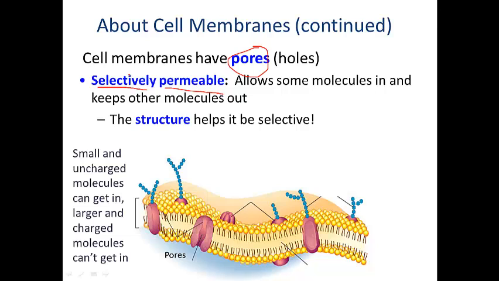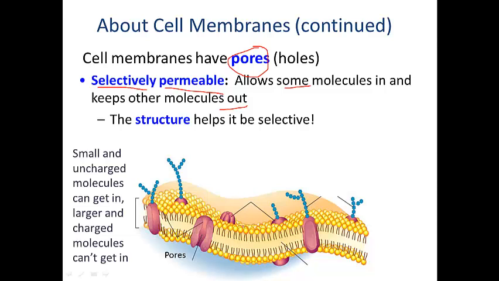If I'm selective in choosing a mate, it might mean I don't like men who have blonde hair, I only like people who have brown hair. So I'm only going to date people who have brown hair. And the cell membrane is exactly like that. It's going to allow some molecules in, and it's going to keep others out. And this structure, all of these different things that make it up, allow it to be selective.